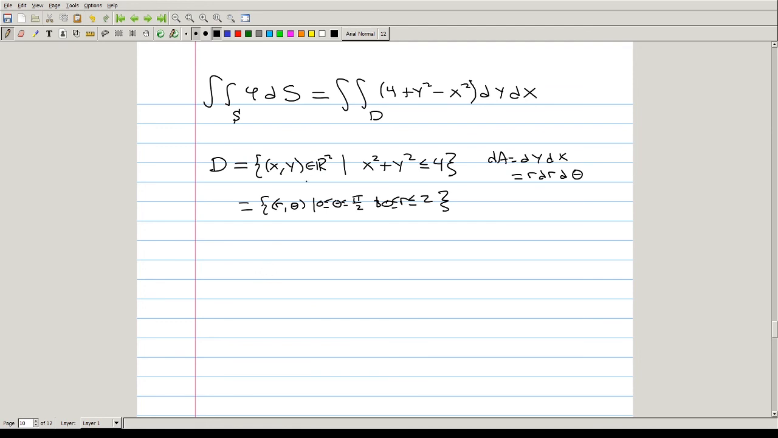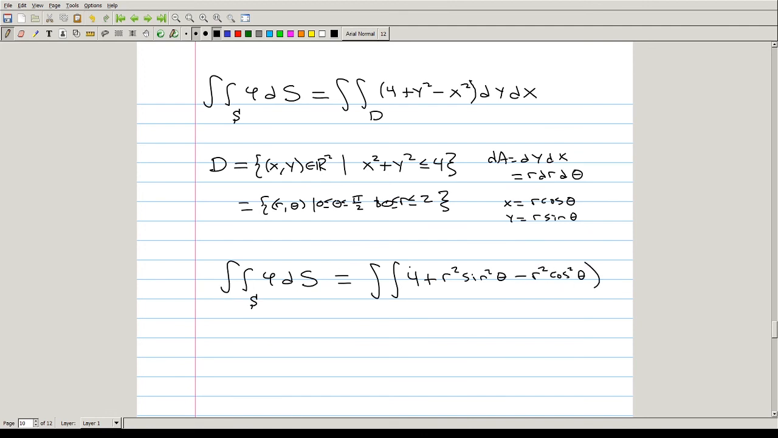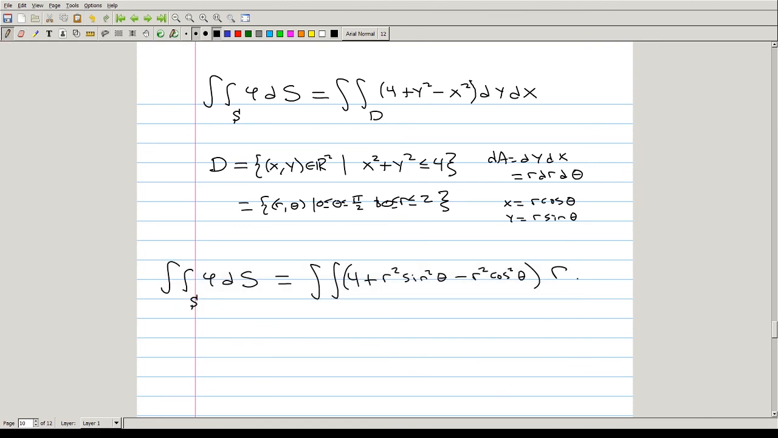So this double integral, when we write it in polar coordinates, is going to be 4 plus y squared minus x squared in Cartesian. In polar coordinates, x is equal to r cosine theta and y is equal to r sine theta. So it's going to be 4 plus r squared sine squared theta minus r squared cosine squared theta. And then dy dx is going to become r dr d theta. And our bounds are from 0 to pi over 2 for theta, and for r from 0 to 2.